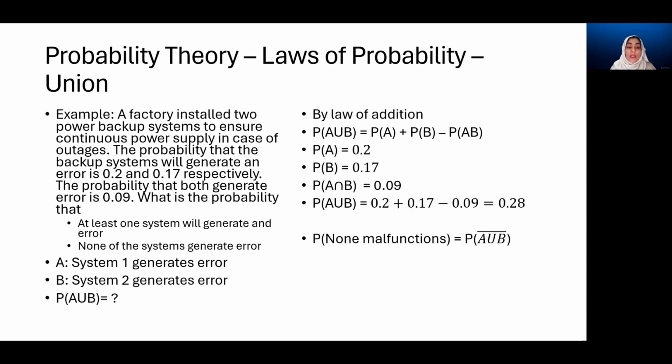Now for the second question, which is that none of the systems generates an error, that is, in case of outage, both of the systems will work. In order to calculate that, we can make use of the law of complement. We have already calculated the probability for the event that at least one of the systems generates an error. So the complement of this is that none of the systems generates an error. So P of A union B whole complement can give us this probability, which is 1 minus 0.28, equal to 0.72. So there is a 72% chance that both of the systems will work.